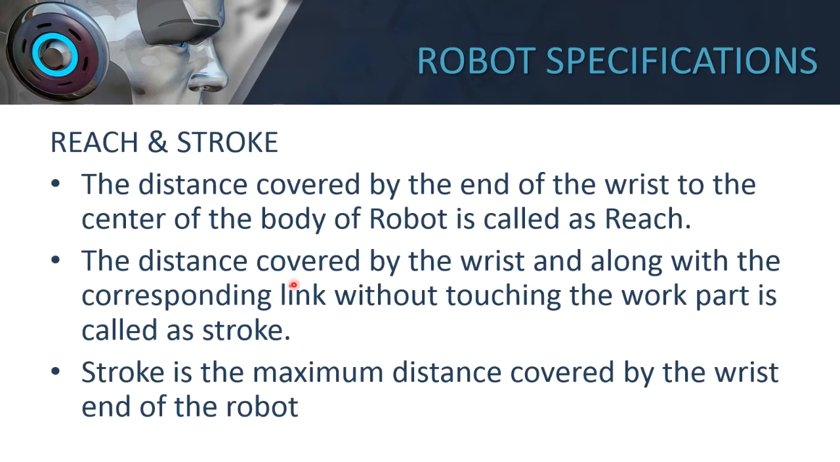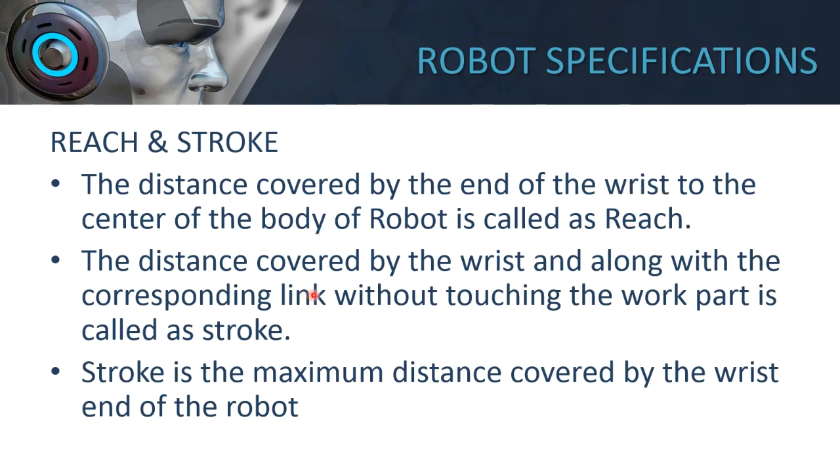The next specification that is important in a robot is reach and stroke. Before understanding what is reach and stroke, you need to understand the definition. The distance covered by the end of the wrist to the center of the body. Imagine your hand, your wrist and the tip of the finger to the center of the body. When you take that distance between the tip of the finger to your center of the body, that distance is called the reach. Same way, even in the robot, the end of the wrist to the center of the body of a robot is called reach.